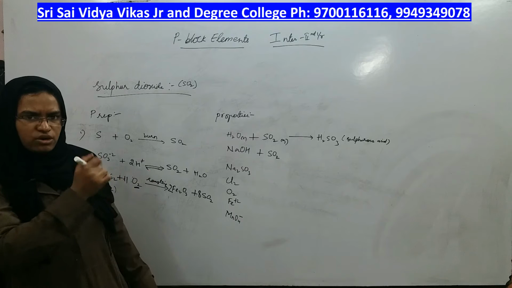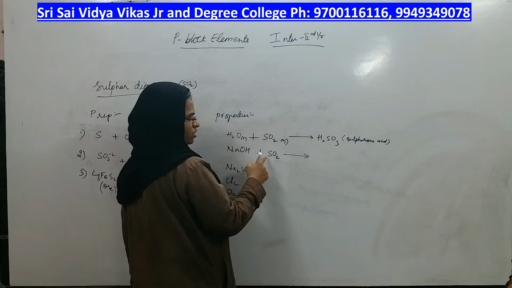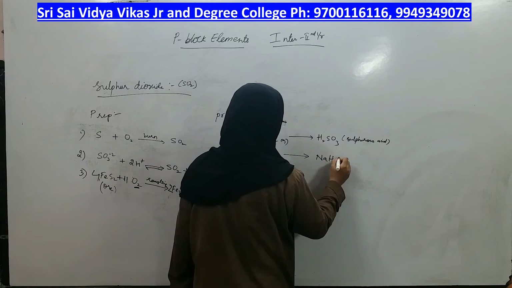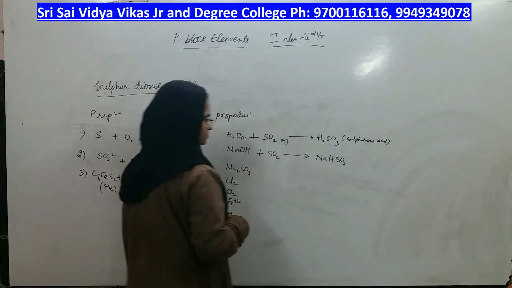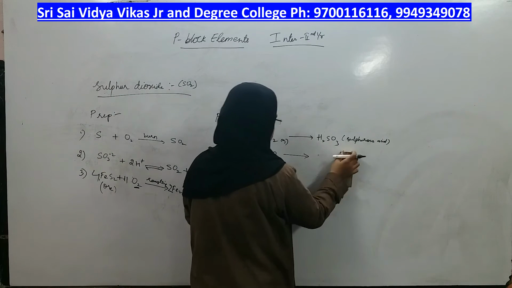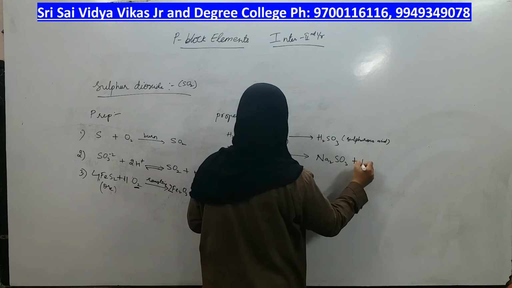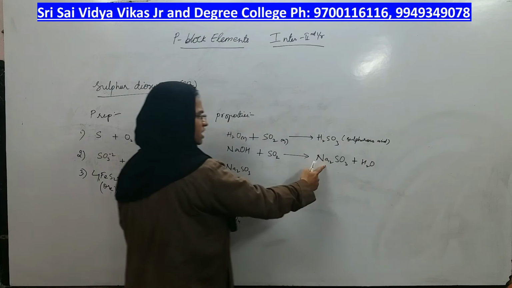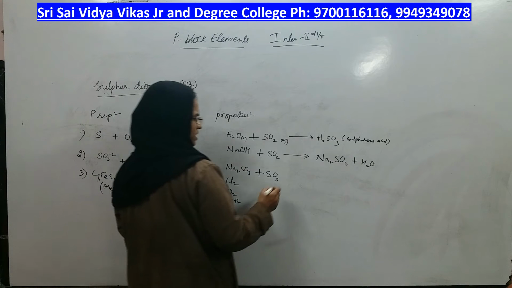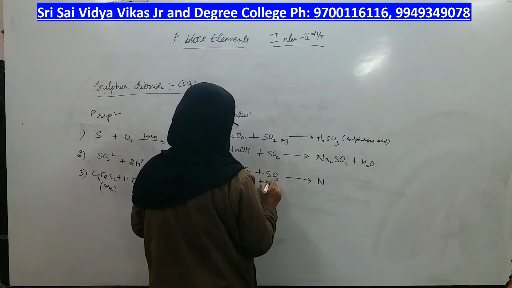Which base? Sodium hydroxide as a base. Now let us see the product. If you react sodium hydroxide with sulfur dioxide, you get sodium sulfite, Na2SO3, plus water.